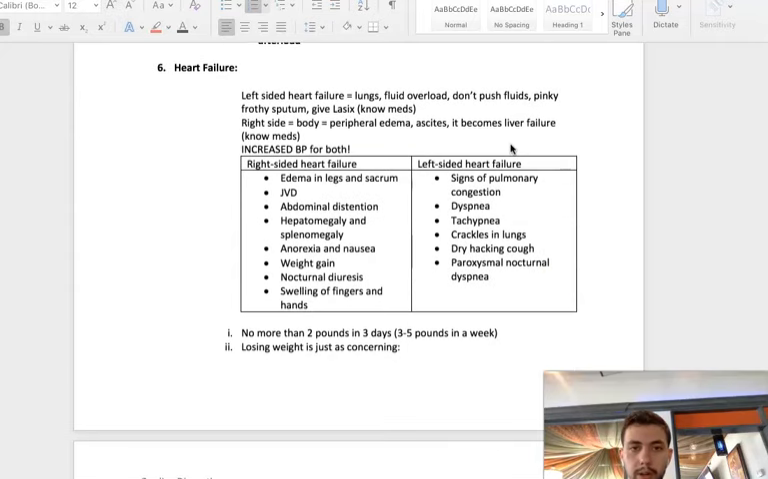Let's talk about heart failure. You have left-sided and right-sided heart failure. Remember, left-sided heart failure is always lungs, fluid overload. You don't want to push fluids to the patient, and you want to give Lasix to get all that fluid overload out. And the right side is basically the body: edema, ascites, it becomes liver failure, and make sure you know your meds.